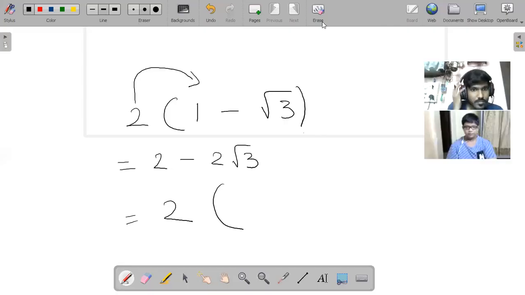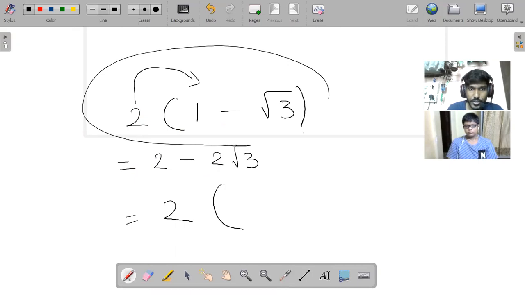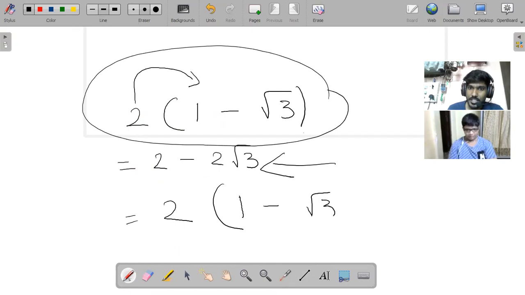Root 3. But here also something is there, right? When you take the 2 common outside, you will get this original question of yours back. So what will be here? 2 and 1. 1 minus root 3. Is that correct? Yes. So you see, I'm getting the question back.